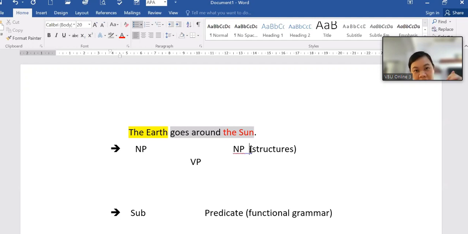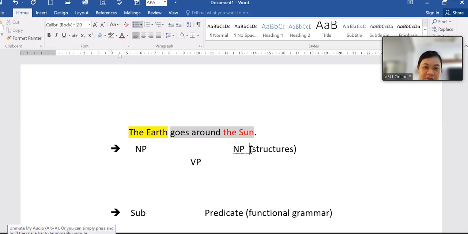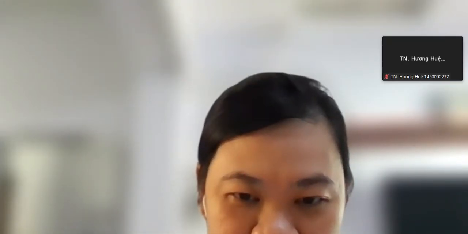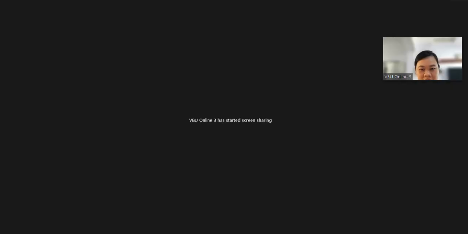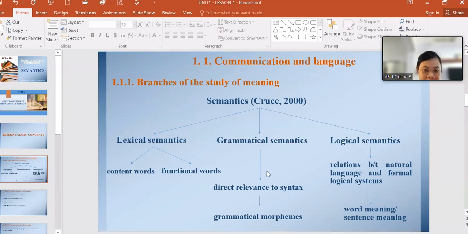In this case, we continue to grammatical semantics. You see what I mean, class? Yes, good. Grammatical semantics relates directly to the syntax. And it relates to the grammatical morphemes. Do you remember morphemes?